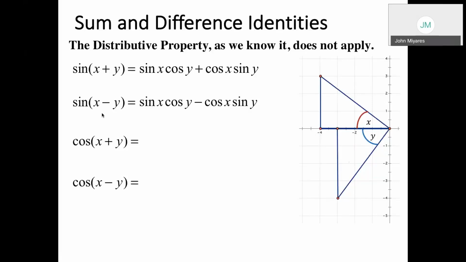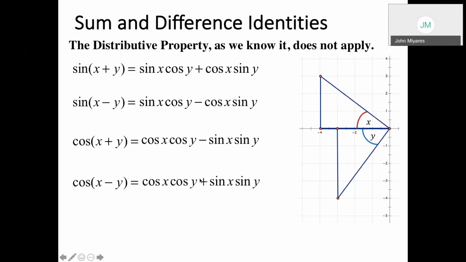For cosines, the pattern is going to work a little differently. The cosine of the quantity x plus y is going to start by taking the cosine of the first angle times the cosine of the second angle minus the sine of the first angle times the sine of the second. If I was to subtract the two angles, then the sign between these products changes from a minus to a plus sign.